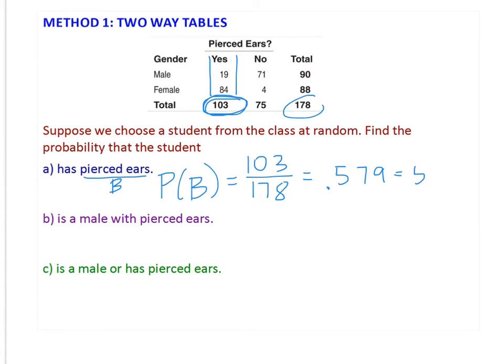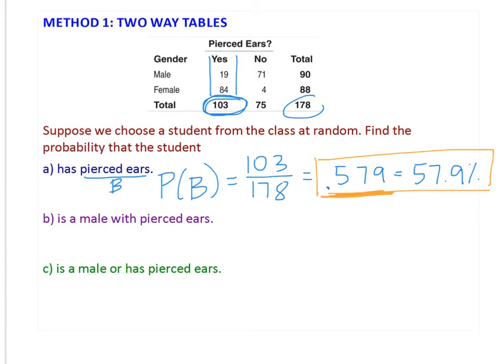0.579 or 57.9%. So this would be my final answer. Like we said in class, we're really going to prefer this decimal notation because the more we do with probability, the more useful this is as opposed to a fraction or a percent. So that's it for part A. This is a review of marginal distributions, which we talked about in chapter 1.